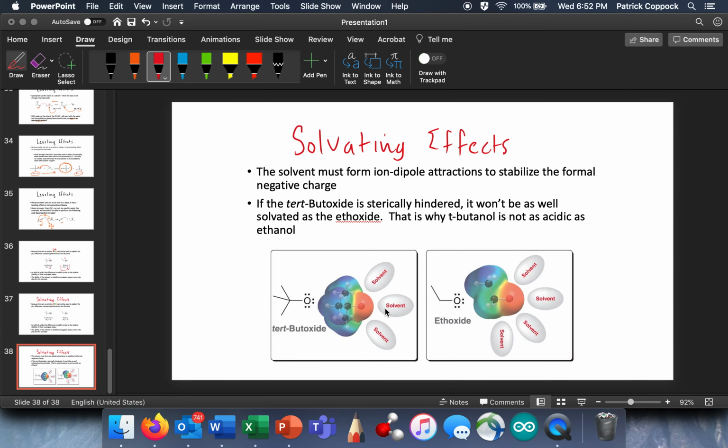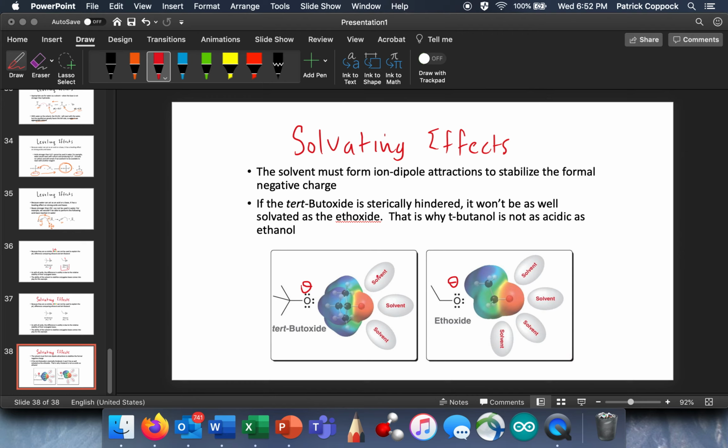If we have the conjugate base of tert butanol, tert butoxide, right? This is a minus here, okay? So there's the conjugate base of tert butanol, and here's the conjugate base of ethanol, right? So look at what we have here. It turns out that it's difficult for the solvent molecules to actually get to that oxygen, that negative charge there, to solvate it, okay?